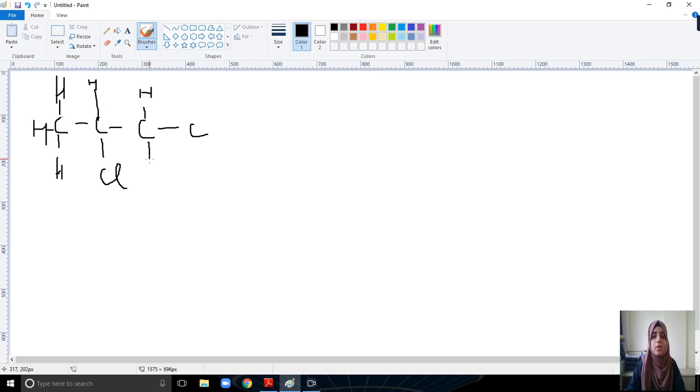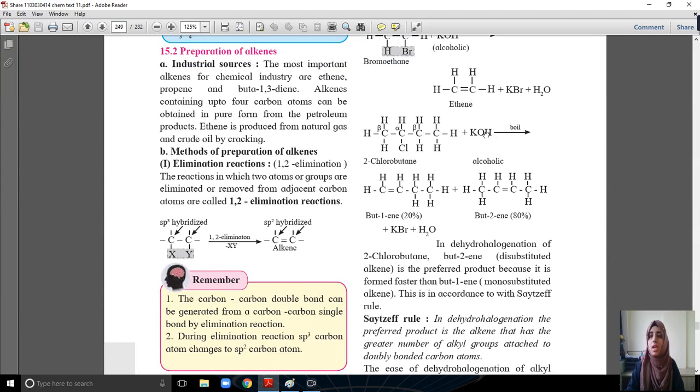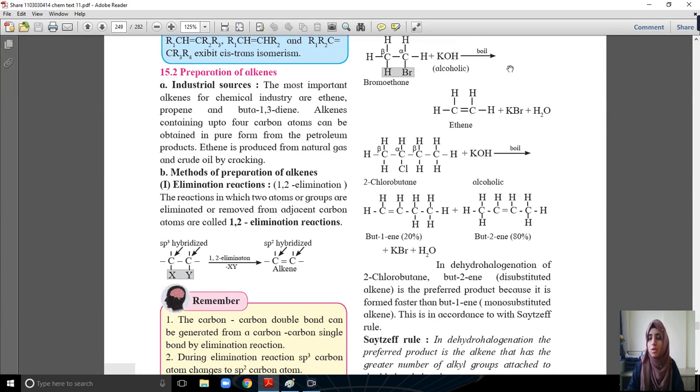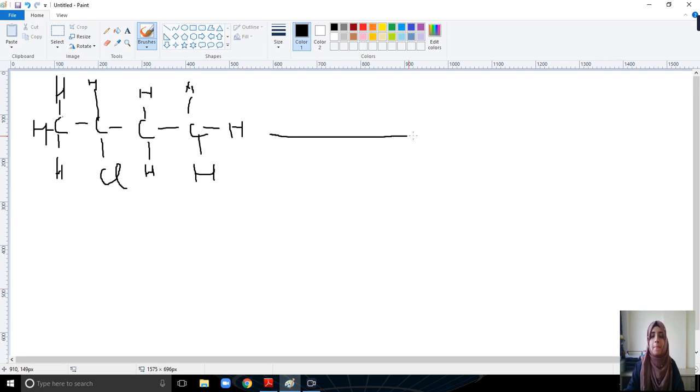For explanation, I am drawing it like this, an open chain structure. H and H. So this is 2-chlorobutane. Now the reagent is alcoholic KOH, and boil. The conditions are also important. So in the arrow we'll write alcoholic KOH, in presence of base. KOH is what? Base, potassium hydroxide. You will boil the substrate.